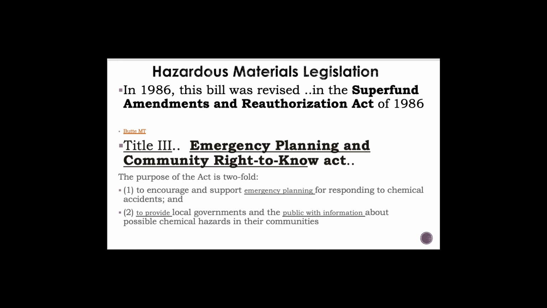After we've looked at all of that information, this is a good place to take a pause and start to think about the importance of the communities and the leadership within a local area to protect its citizens. SARA was revised in 1986 to add two important elements to emergency planning and community right to know: to encourage and support emergency planning for responding to chemical incidents, and to provide local government and the public with information about the chemicals within their community.